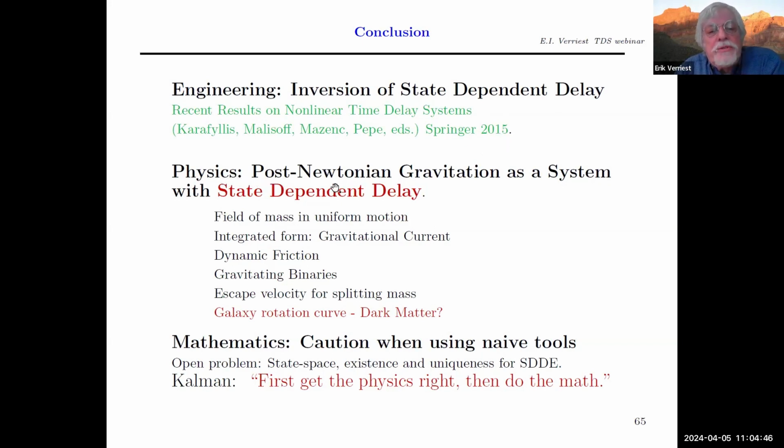Then I talked a bit about the physics, and I singled out the post-Newtonian gravitation because I thought that was an interesting thing. I talked about fields of mass in uniform motion. I talked about the gravitational current, dynamic friction, binaries, escape velocity for splitting mass. What I have not yet looked at, but that I plan to do, is the notion of the galaxy rotation curve that was inconsistent with observations and Newtonian theory.